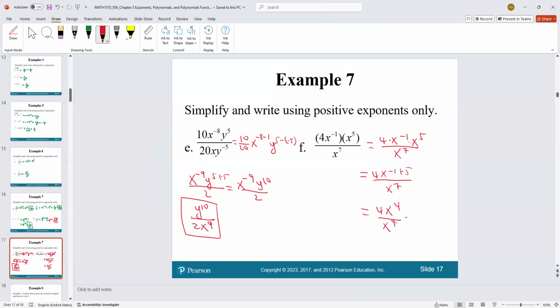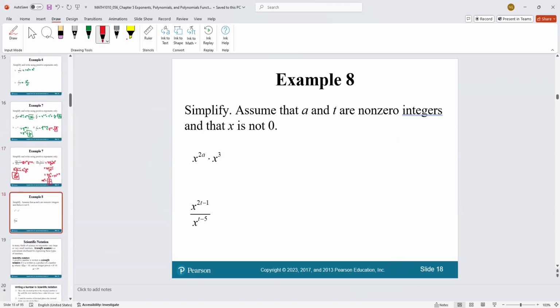Now, we have x as the base, so we're going to have x power 4 minus 7. That gives us 4x power negative 3. Now we have 4 over x power 3. Why that? Because we cannot keep the exponent negative. If it's negative in the numerator, we're going to jump it to the denominator to make it positive. If it's negative in the denominator, we would jump it to the numerator to make it positive. We have more examples for this one.